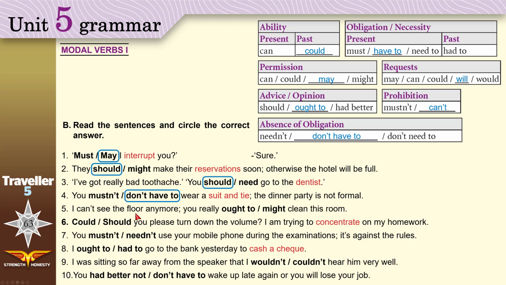I can't see the floor anymore. It's covered with dust and dirt. You really ought to, or you might, clean this room. Ought to, you should clean it.